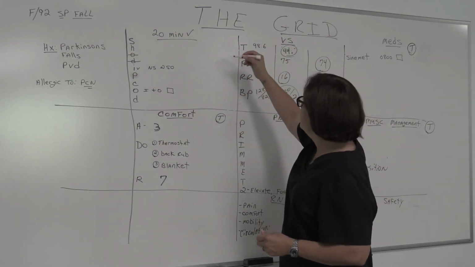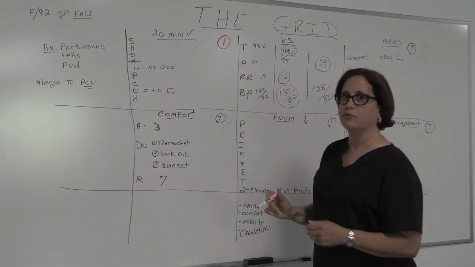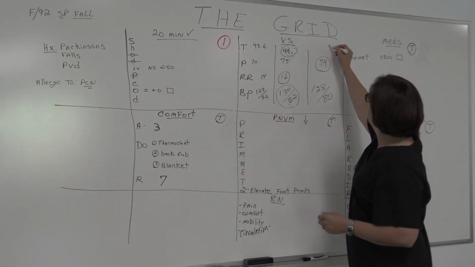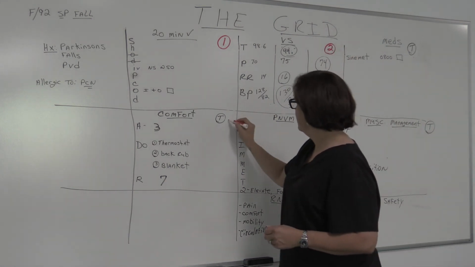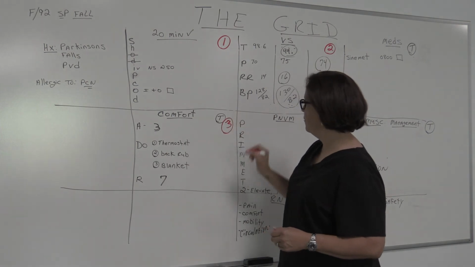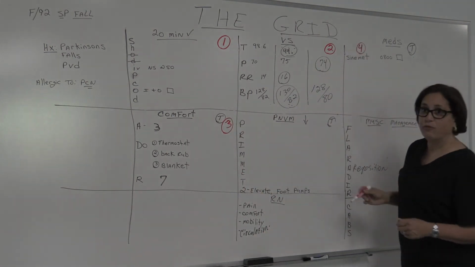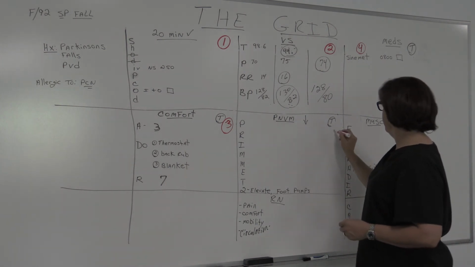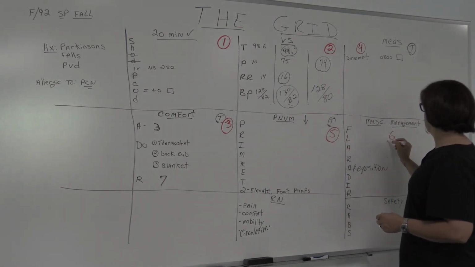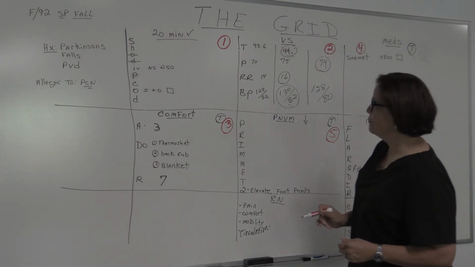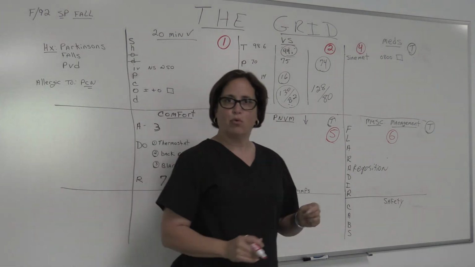So some students will do this. They'll put a number and say, I'm going to do this first. And then they'll say, I'm going to do this second. And then they're going to do comfort third. And then they'll do meds fourth. And then PNVM fifth. And musculoskeletal management sixth, okay? Some students do that and they try to do it in that order.